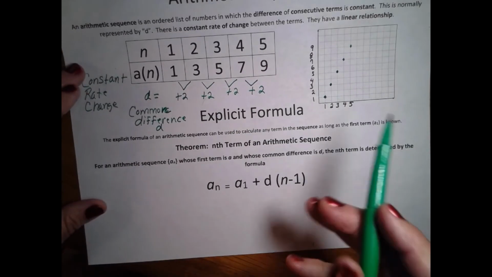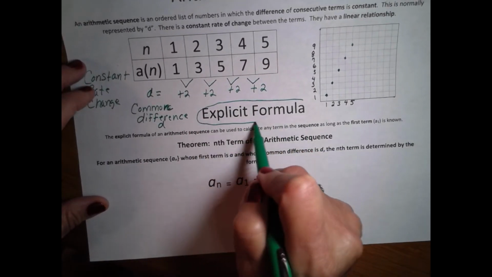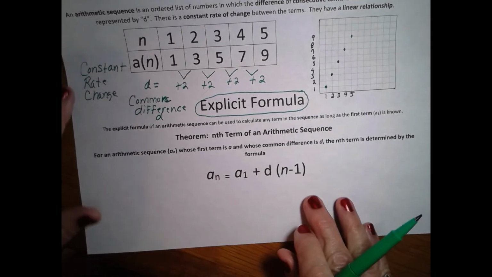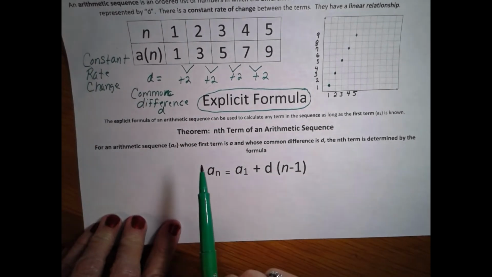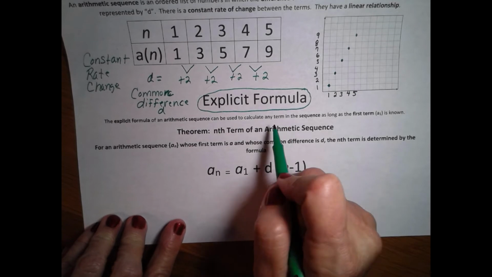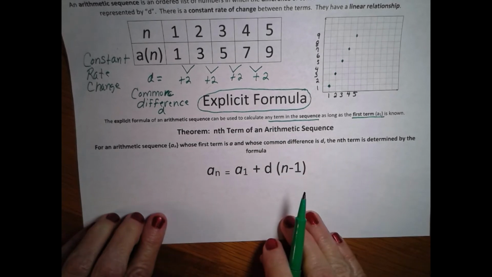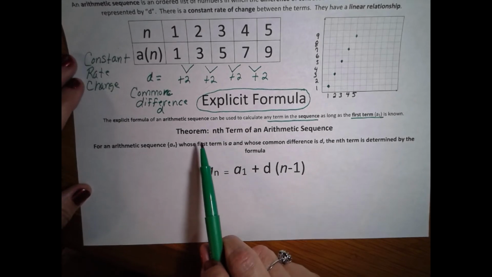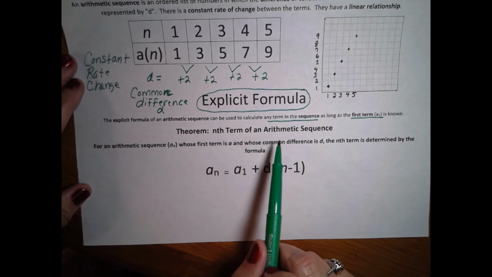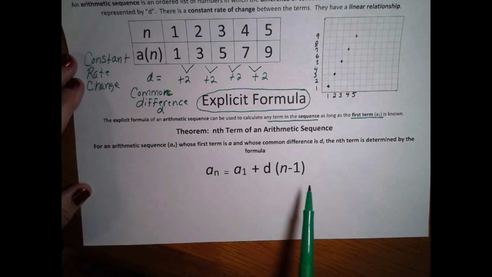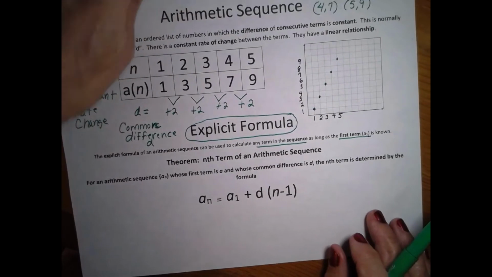Let's look at the explicit formula. The explicit formula of an arithmetic sequence can be used to calculate any term in the sequence as long as we have a sub 1, as long as we have that. Well, the theorem to find the nth term of an arithmetic sequence, there is a formula for it. We're going to look at the formula.